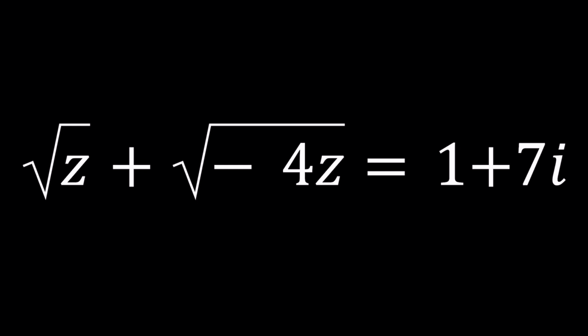We have the square root of z plus the square root of negative 4z. Whatever z is, you have to multiply it by negative 4 and then square root it. And the result is supposed to be 1 plus 7i. First question is, can we solve an equation like this? And the answer is yes, right? You should always say yes.